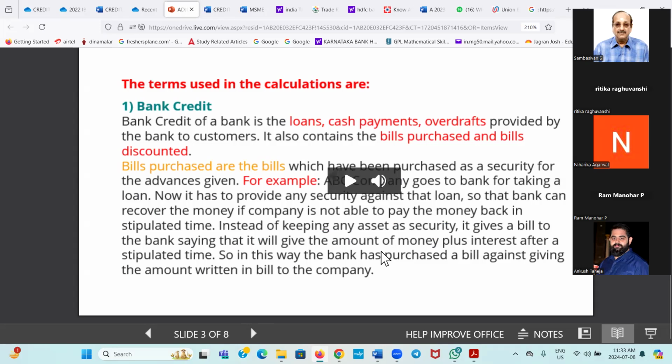Bank credit of a bank is the loans, cash credits, overdrafts provided by the bank to the customers. It also contains bills purchased, bills discounted. Bills purchased are the bills which have been purchased as a security for the advances given. For example, a company goes to a bank for a loan.